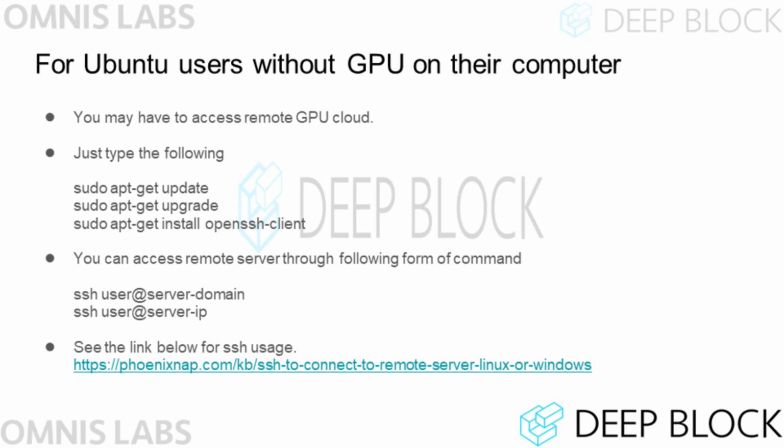If you want to connect to a remote server after OpenSSH client is installed, you can log in and connect to the server by entering SSH username at server IP or SSH server domain as shown in the bottom of the slide. If you want to know how to use SSH, please check the link below.